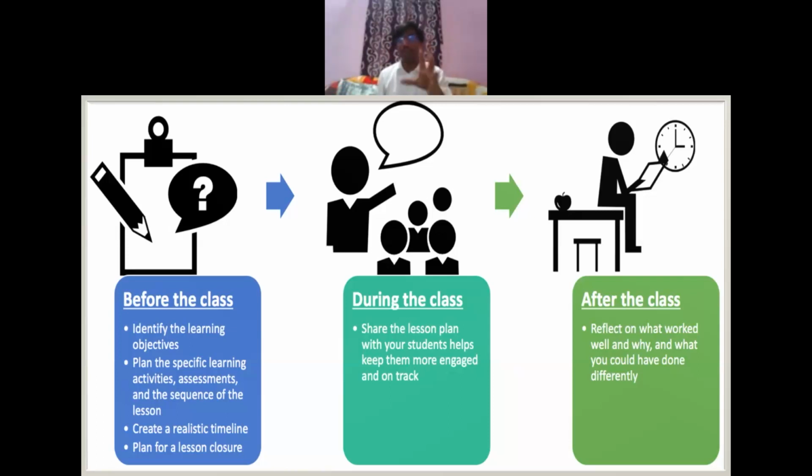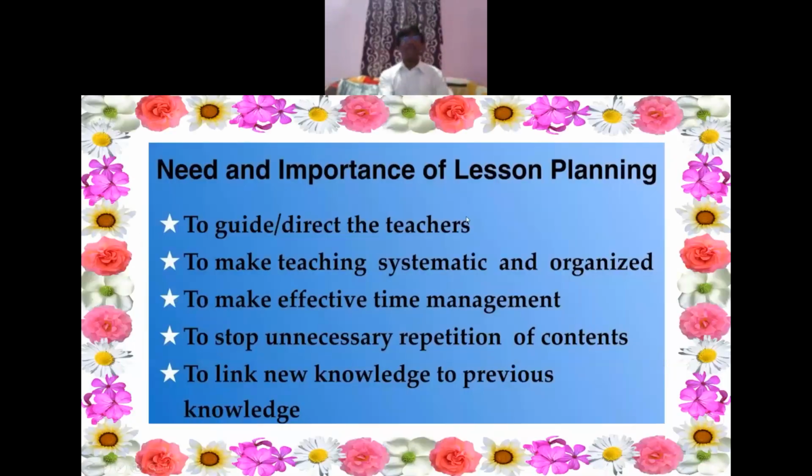And after the class, I should reflect on what worked well, why, and what I would have done differently. Again, I will be looking into what I have done differently. So, the need and importance of a lesson plan: to guide and direct the teachers, to make teaching systematic and organized, to make effective time management, to stop unnecessary repetition of content. Sometimes we teach the same topic again and again. That will stop. It saves time, and links new knowledge to previous knowledge.